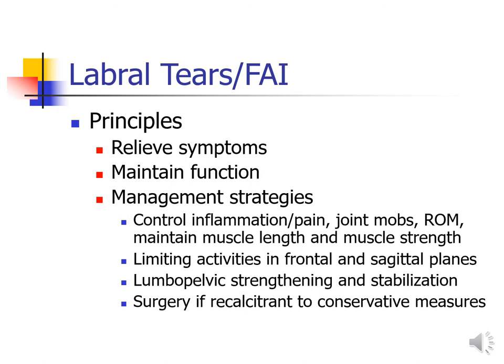We may want to consider limiting activities in the frontal and sagittal planes, especially early on in rehab, because these have a tendency to put a little bit more force on the labrum, as well as they could potentially exacerbate some of those impingement issues that we see with FAI. Certainly move up to the lumbar spine, ensure that we have adequate strength and stabilization there, and mobility if necessary.